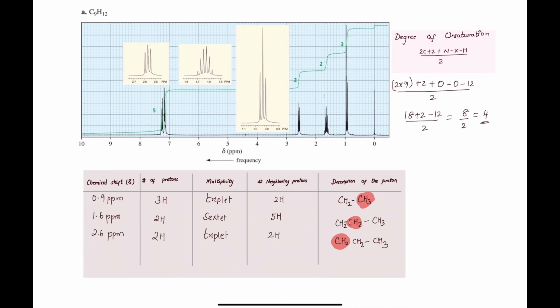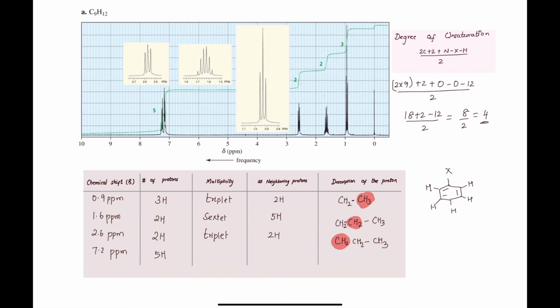Now the last peak that we have is in the aromatic region of the NMR spectrum, and here we see a multiplet around 7.2 ppm, equating to about 5 hydrogens. This pattern is consistent with a monosubstituted benzene ring, which is going to look like this. Those 5 hydrogens appear as a multiplet in the NMR spectrum.